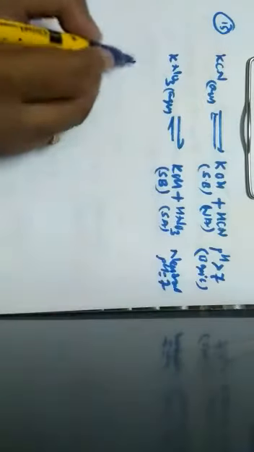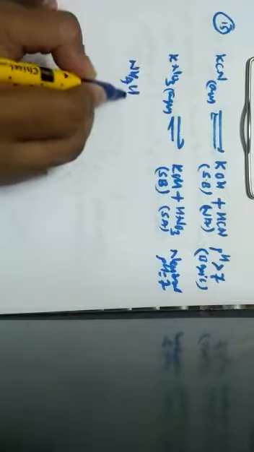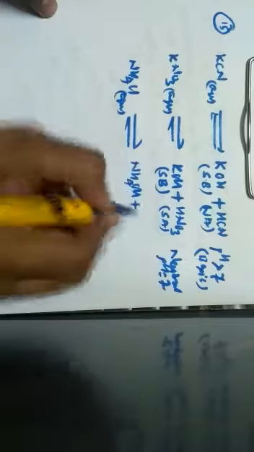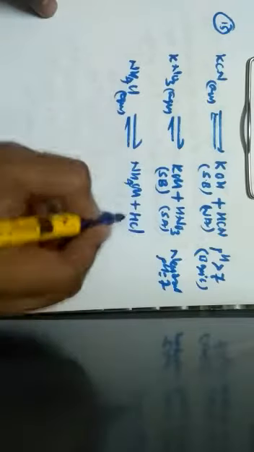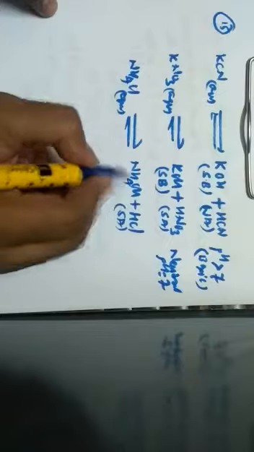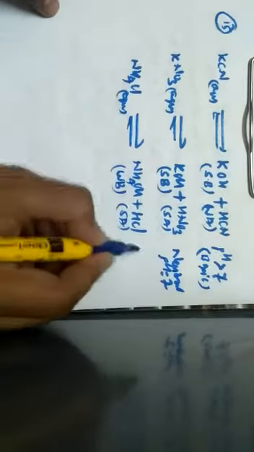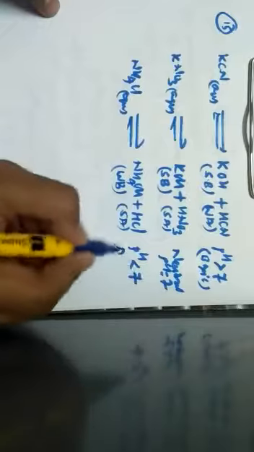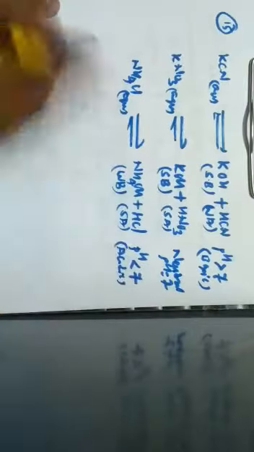The third option has been given as NH4Cl. When this NH4Cl is in the aqueous, that is, water medium, it gives rise to NH4OH plus HCl. HCl is a strong acid, NH4OH is a weak base. So a weak base with a strong acid will give an acidic pH, that is, pH is less than 7, it is in an acidic medium.